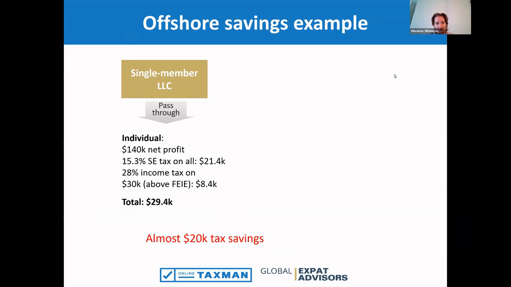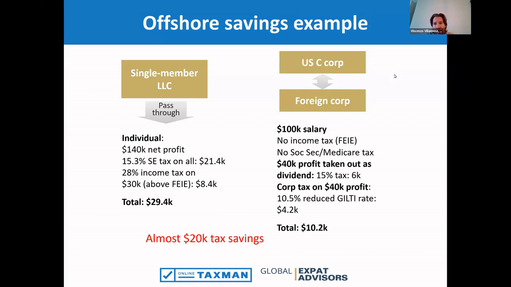You have a single member LLC, you're paying the full 15.3%. You pay, of course, the tax on the money above the FEIE, 29,000. Now let's do this. Let's say, same amount, you have 140K, but you take $100,000 in salary. That's not subject to Social Security or Medicare tax, and not subject to tax due to the FEIE. So then you have this 40K that's taxed at 10.5%. So really your tax bill is only $4,000.